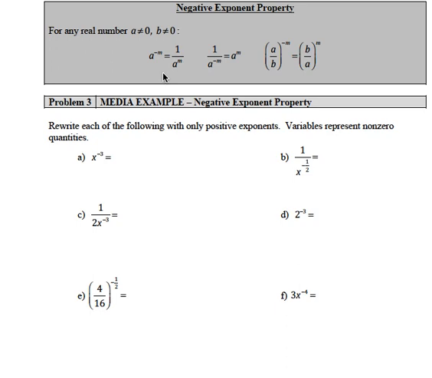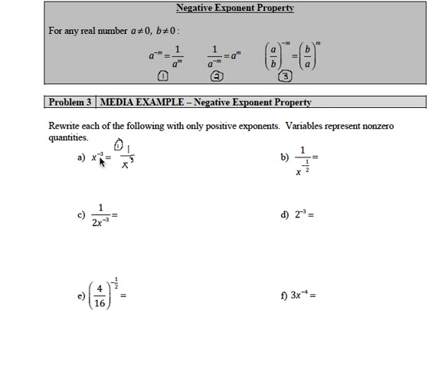So I'm going to mark each of these as first version of the property, second version of the property, and third version of the property. So let's see how this property, with different ways to write it, helps us look at the problems below. So if I see a negative exponent here, like x to the negative 3, this one is a direct application of version 1 of the property. So I can just rewrite that as 1 divided by x to the third.